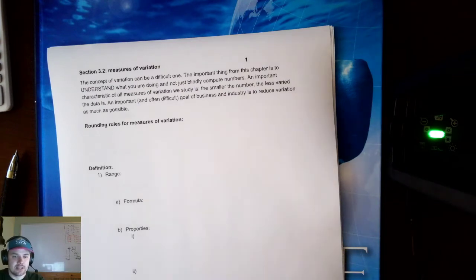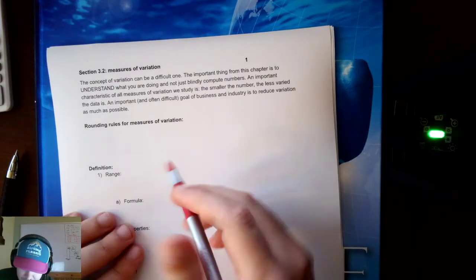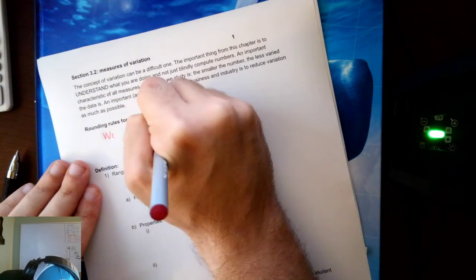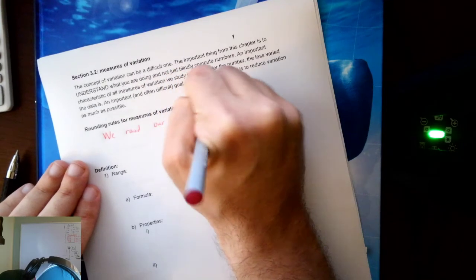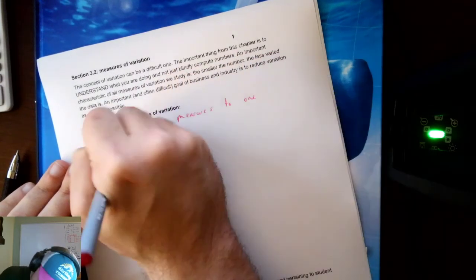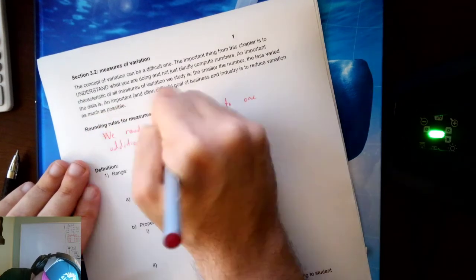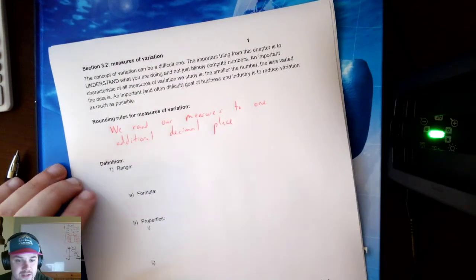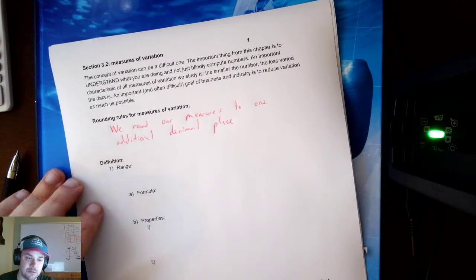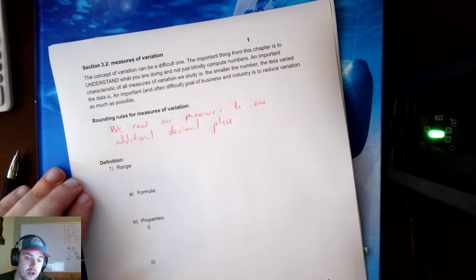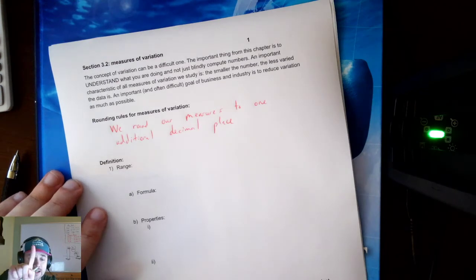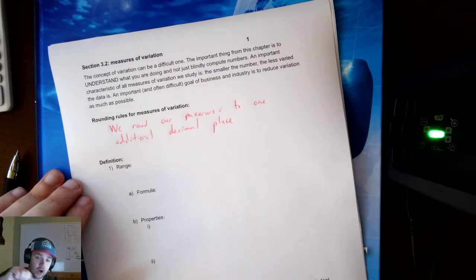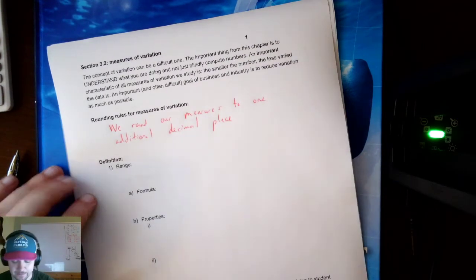Let's dive into the notes. Let's take a look here. We've got some rounding rules for measures of variation. Well, the rounding rules are we round our measures to one additional decimal place. We always carry one extra decimal place, right? That's the same rule as for measures of center. We round to one extra decimal place. So if our data was all whole numbers, our answers will have one decimal place. If our data had 3 decimal places on the end of them, our answer would have 4, always one more decimal than the original data.